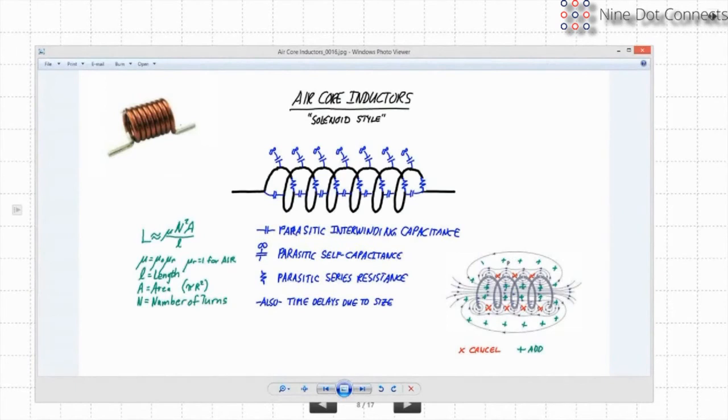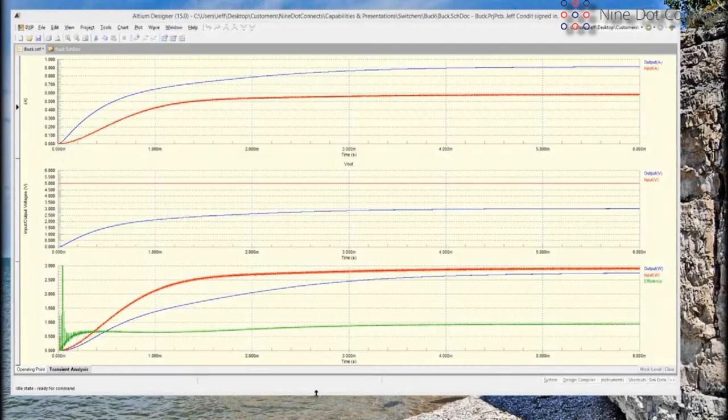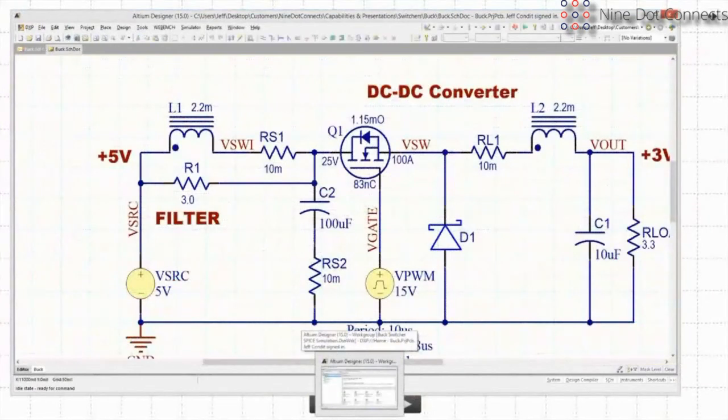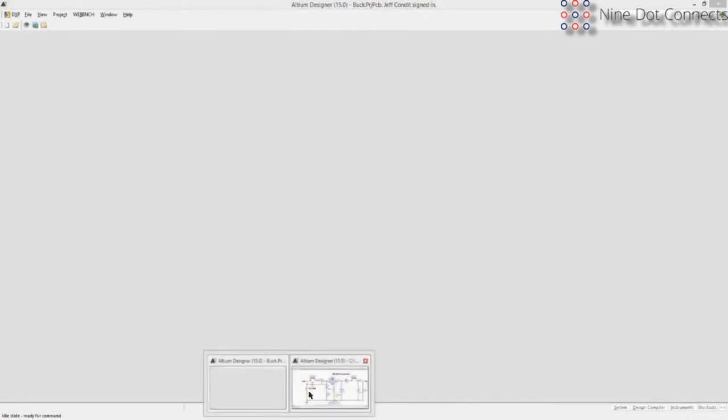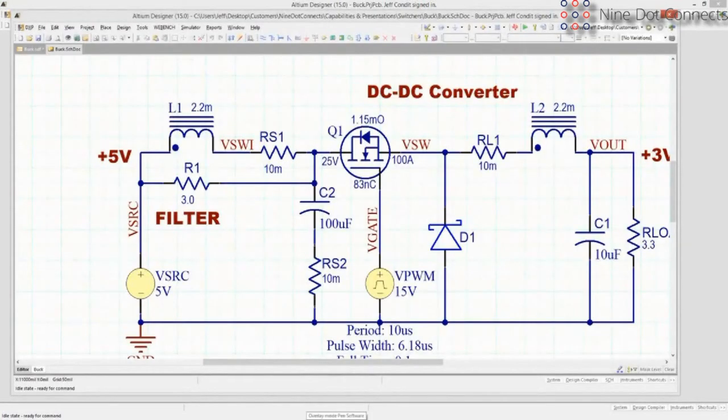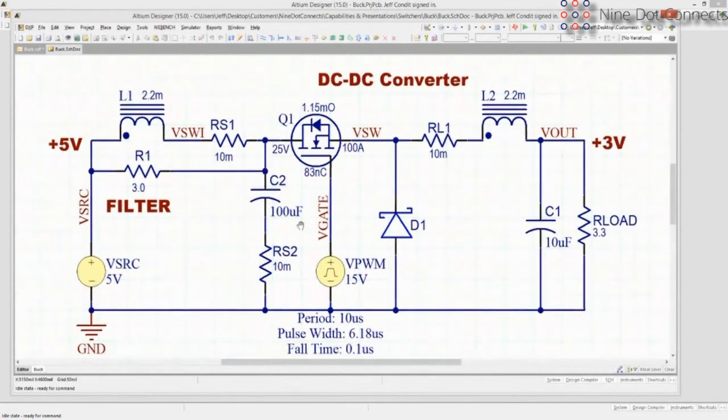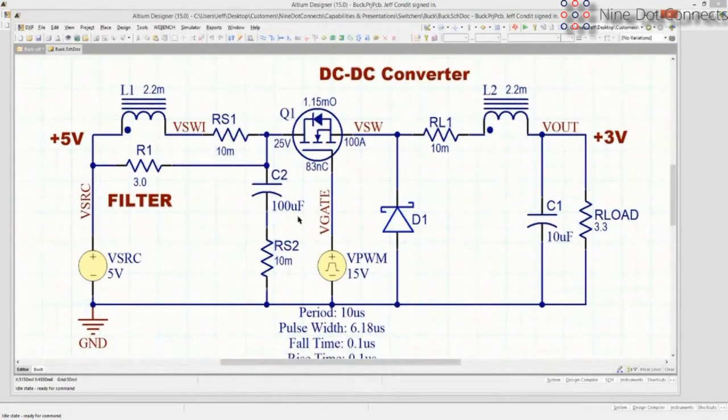So what we have here is a typical converter. This particular configuration is intended to be a buck configuration. I actually have this set up to simulate, and it looks to me like we're going to be out of time to run the simulation. We could keep going a little bit longer. Okay, we'll keep running a little bit longer.